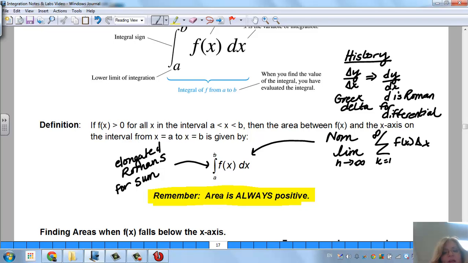And here's your beginning, here's your end, here's your function, and then we have dx's. So basically the f of x's have become so crowded together that they're not choppy anymore, and it's a continuous sampling of x values from a to b. So it makes it the exact area.